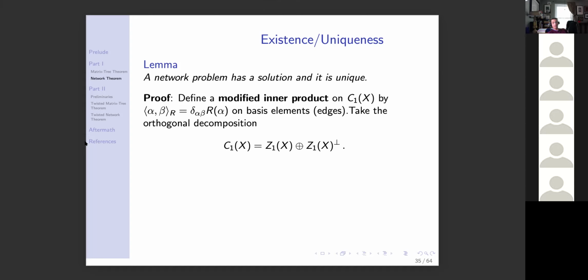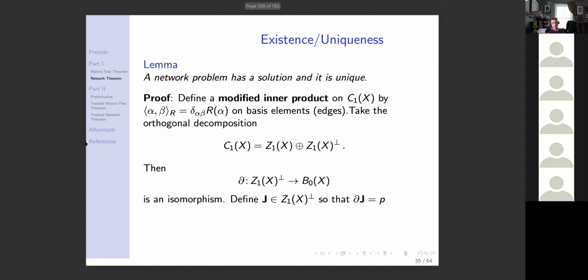And then let's take the orthogonal decomposition of the one chains by the cycles and the perpendicular subspace to the cycles. Okay, so the cycles, remember, the one cycles are the kernel of the boundary operator. So then the boundary operator, this is just straight up linear algebra, is an isomorphism from the perpendicular to the one cycles to the zero boundaries. It's an isomorphism. So let's define the current J to be an element of the perpendicular subspace of the one cycles, so that its image is given by the given node current P that's given at the outset, right? So that's J.